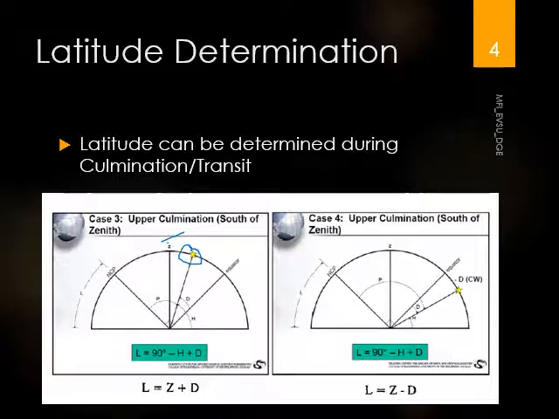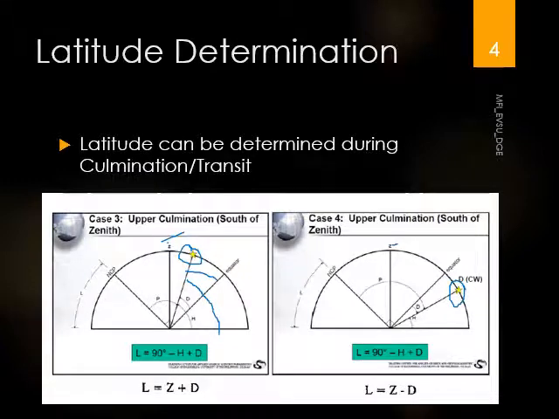If we are going to determine the latitude, it is 90 minus h plus d. The h is the altitude of the star. The d is the declination, that is equator to star. So we can compute the latitude by 90 degrees minus h plus d. For case 4, upper culmination, south of zenith. It is still south of the zenith because our zenith is here at the top, and our star is at the bottom.